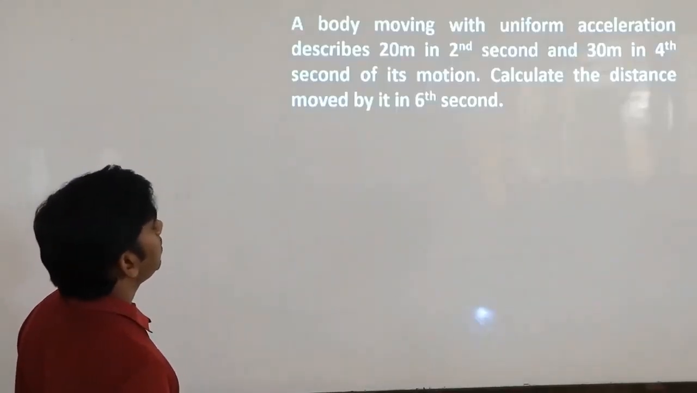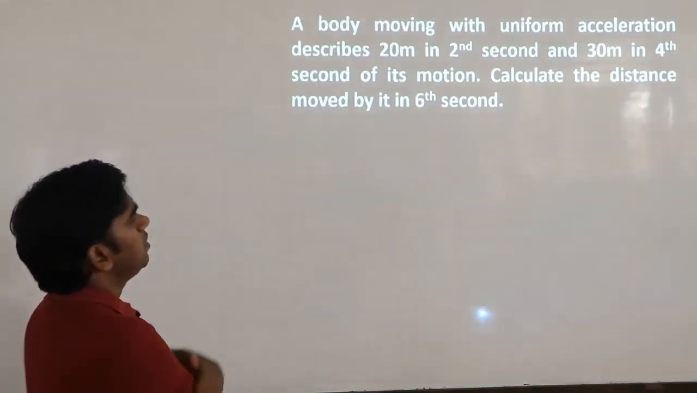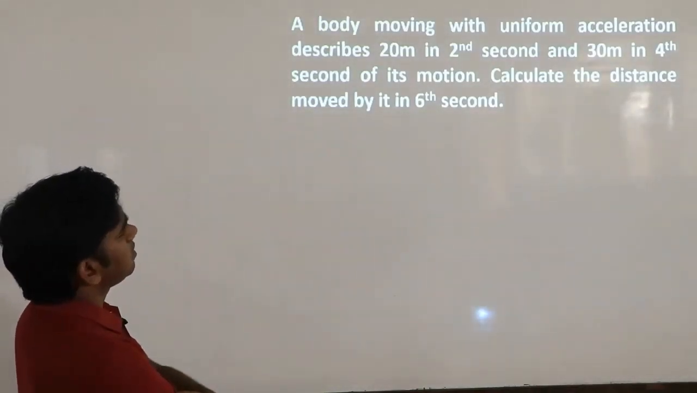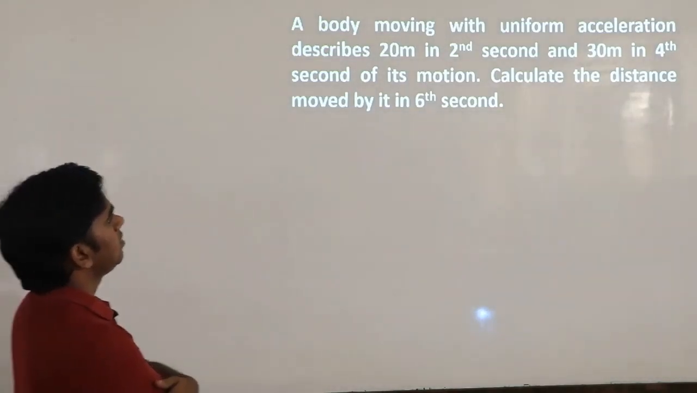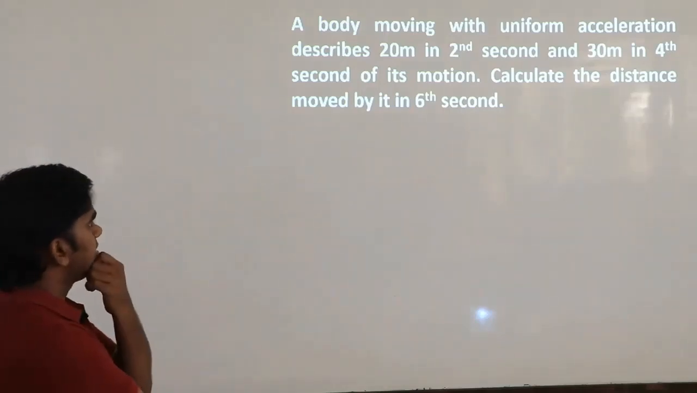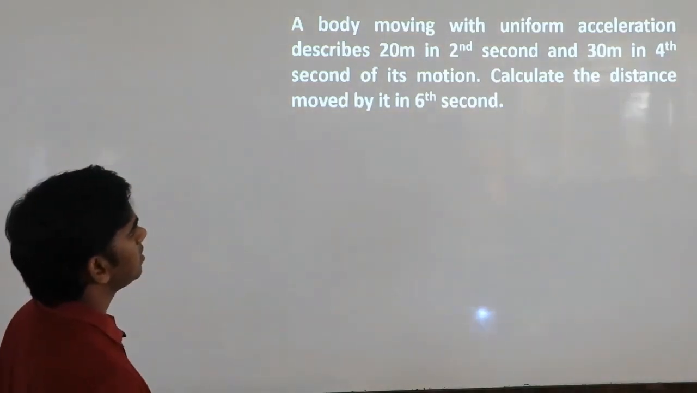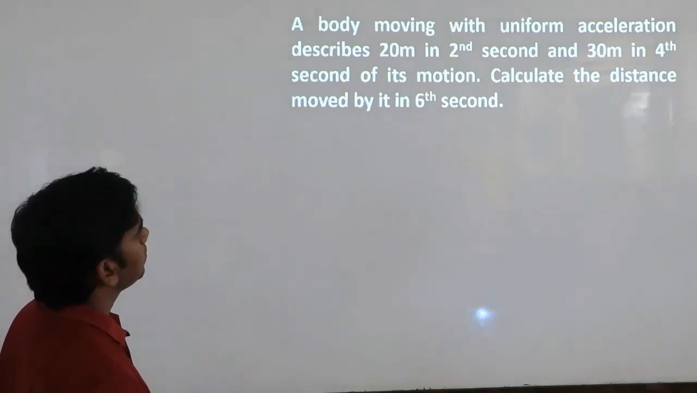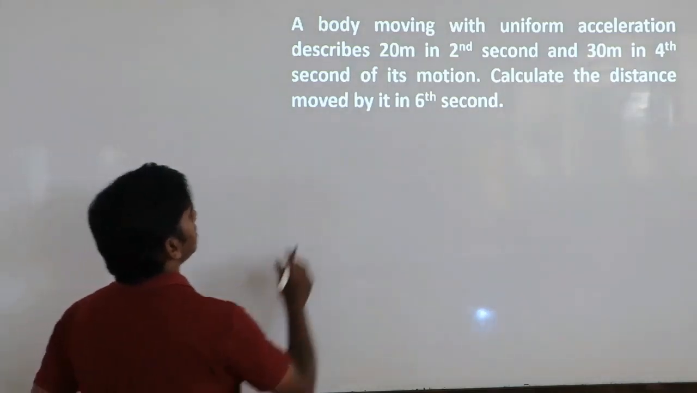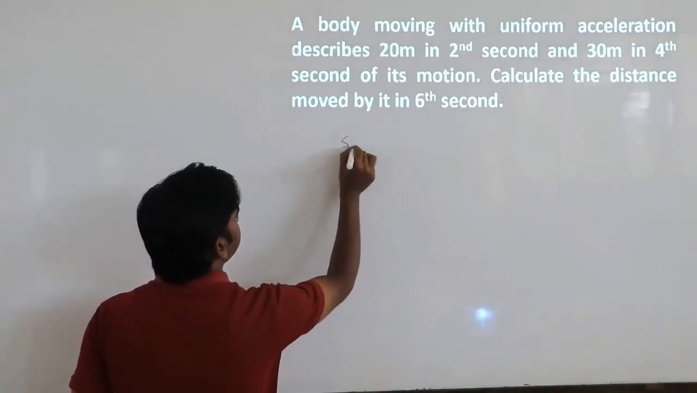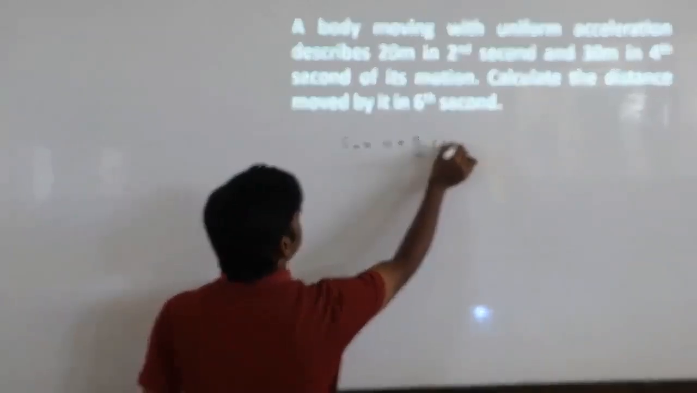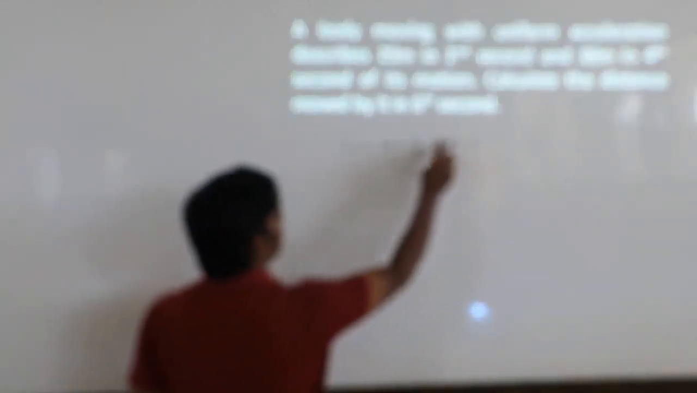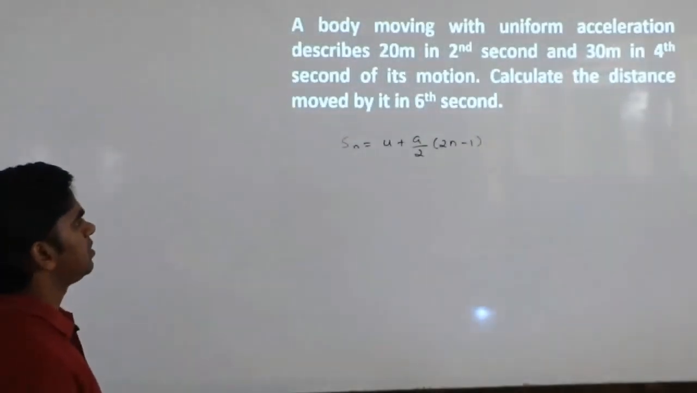Next question: a body moving with uniform acceleration describes 20 meters in the second and 30 meters in the fourth second of its motion. Calculate the distance moved in the 6th second. So let's see. What is the distance traveled in the nth second? Sn equals U plus A by 2 into 2n minus 1. Is it 2n minus 1 or n minus 1? 2n minus 1. So U plus A by 2 into 2n minus 1 is the equation.